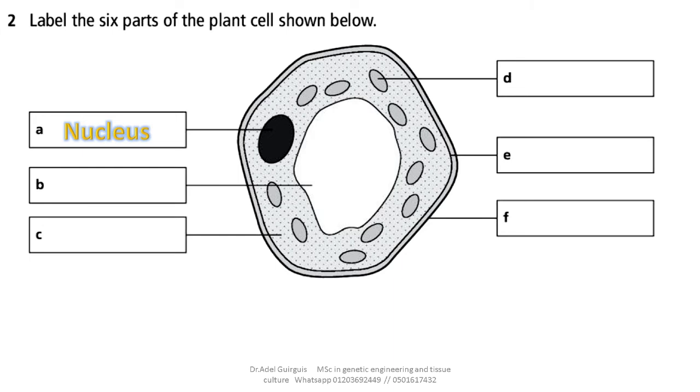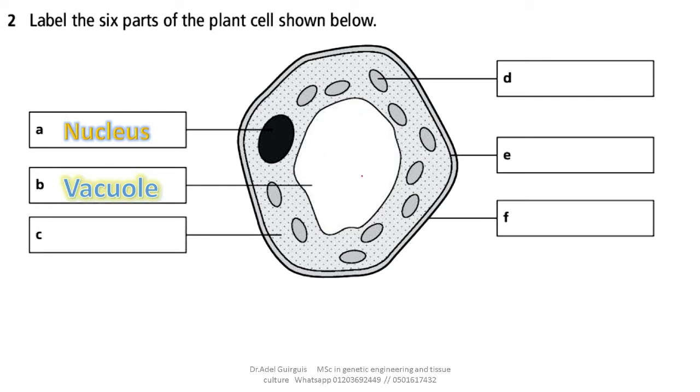Letter B, vacuole. This is like a kitchen cupboard at home, where water and other chemicals are stored. It is a large vacuole in most plant cells, for storage of water and excess salts, sugar, and pigments or colors.